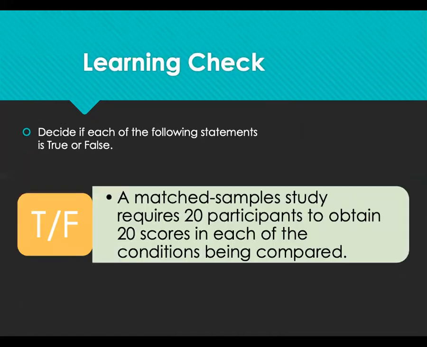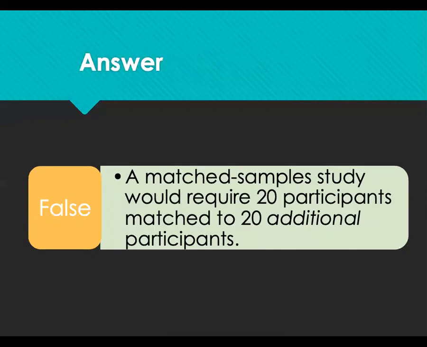Okay, true or false: a matched sample study requires 20 participants to obtain 20 scores in each of the conditions being compared. So think carefully here. So let's say you've got two conditions and 20 participants and you want 20 scores. It's a matched sample study. So that's the important thing to know, matched samples. The answer is false, right?